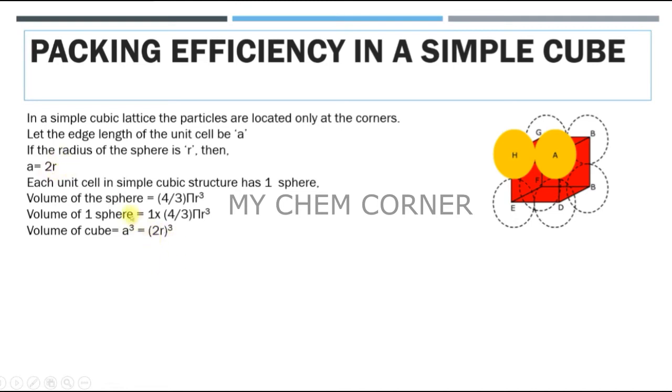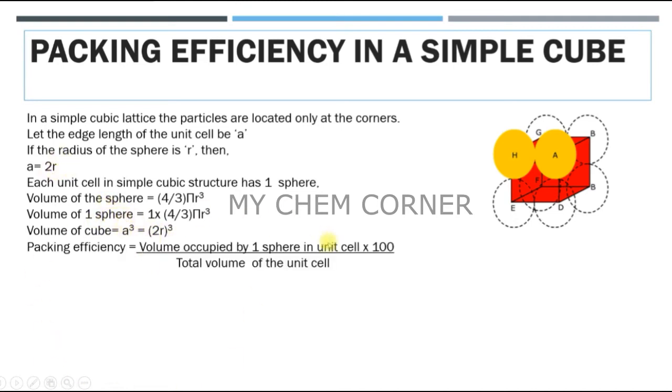We have the volume of the cube, we have the volume of the sphere. Write down the formula for packing efficiency, which is volume occupied by one sphere divided by total volume into 100. So volume occupied by one sphere is here and the total volume is here, 2r the whole cube into 100, substituted. When we calculate, you will get 52.4%.